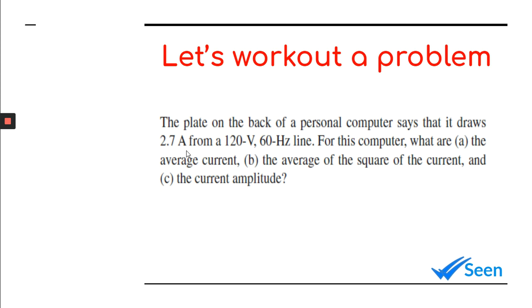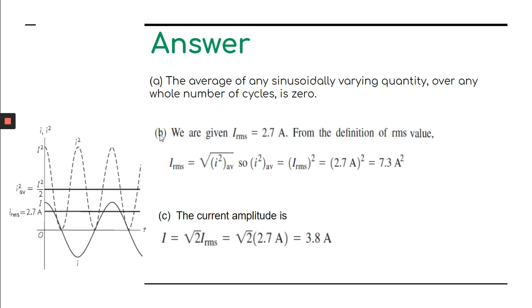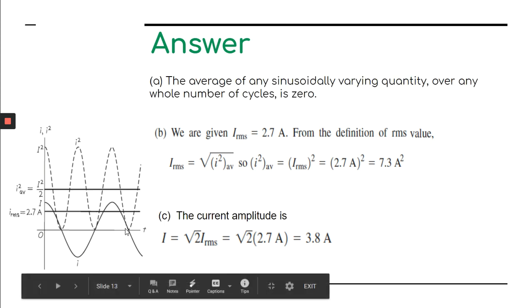Because we have told that when a meter measures a current from an AC source or AC circuit, it is calibrated in RMS form. Now let us find out the average current. The average current is 0 because you know that the average of any sinusoidally varying quantity over a whole number of cycles is 0. So the average current is 0.